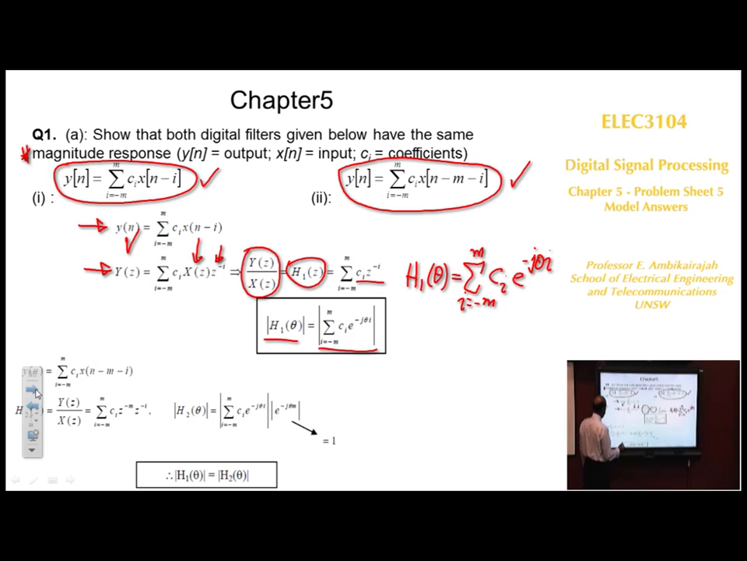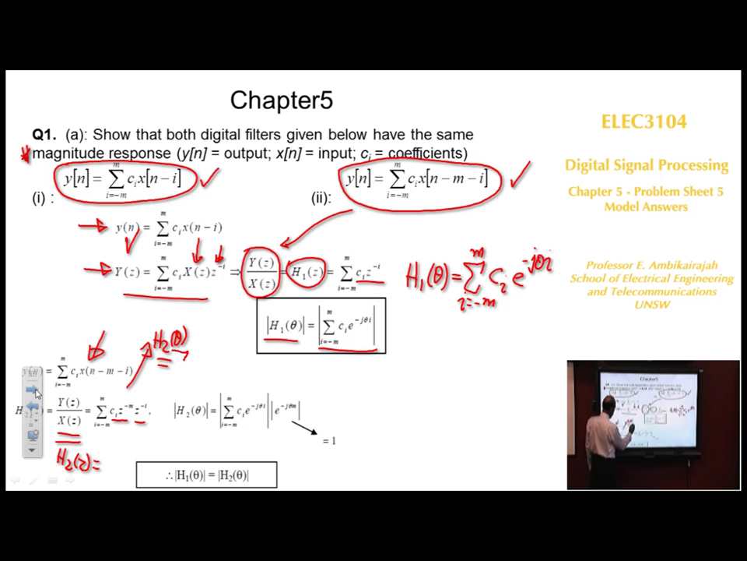And the second one, then start with the second equation. That's the second equation. And you take the transform, same format. We could just omit the step, go straight to that. From there, go for that step. So Y(z) over X(z) will end up as Σ c_i z^-m z^-i. So what we need to do now is H2(z) is here. This is H2(z). Now we need to find H2(θ), which is easy enough.